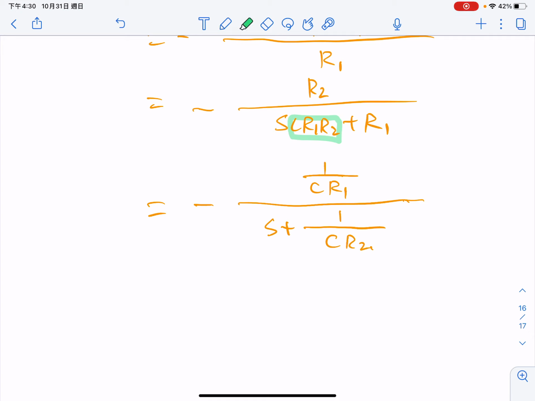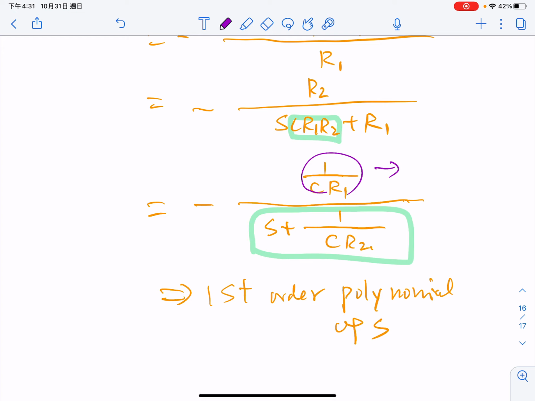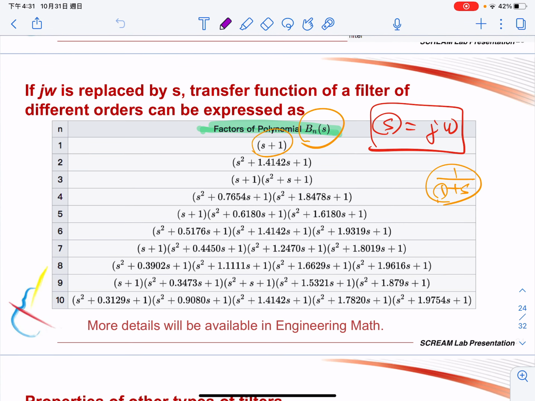So as we can see, the denominator is actually a first order polynomial of S, and this one is just a constant. This one is a constant. You can take it out any way you want. So compared to this one, we want the transfer function to be something like this.